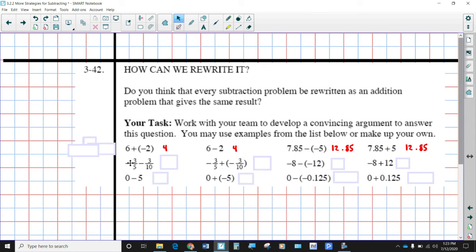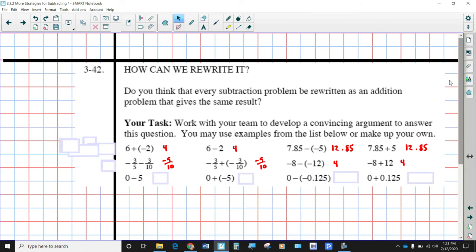What about here? Is negative 3/5 minus 3/10 the same as negative 3/5 plus a negative 3/10? Well, this ends up being negative 6 over 10, so our answer is negative 9 over 10, and that's what we end up getting here as well. Here, negative 8 minus a negative 12, is that the same as negative 8 plus a positive 12? Yes, it is. Our answer in both cases is 4.